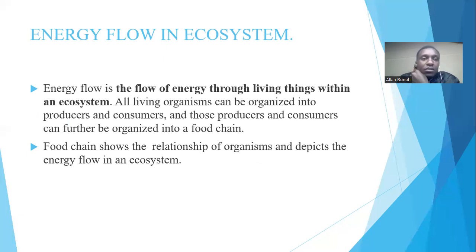We now discuss the second objective, that is the energy flow in ecosystem. Energy flow is the flow of energy through living things within an ecosystem. All living organisms can be organized into producers and consumers, and those producers and consumers can further be organized into food chain. Food chain shows the relationship of organisms and depicts the energy flow in an ecosystem.